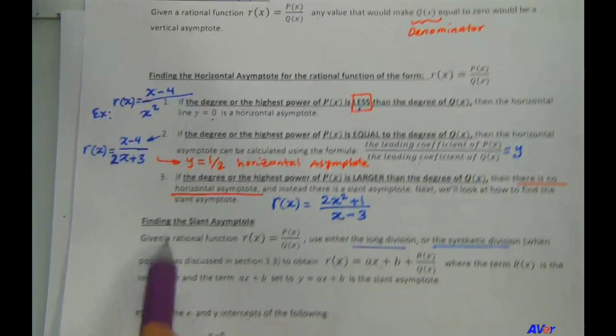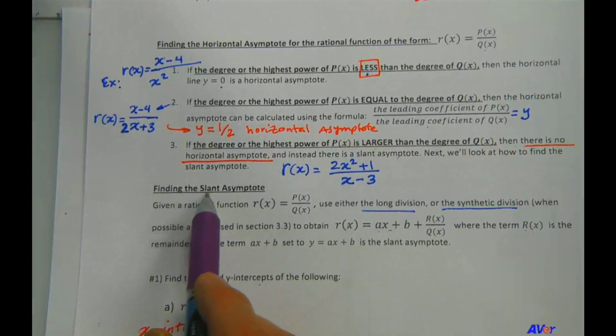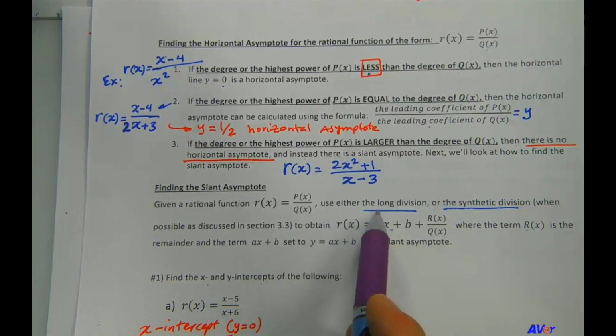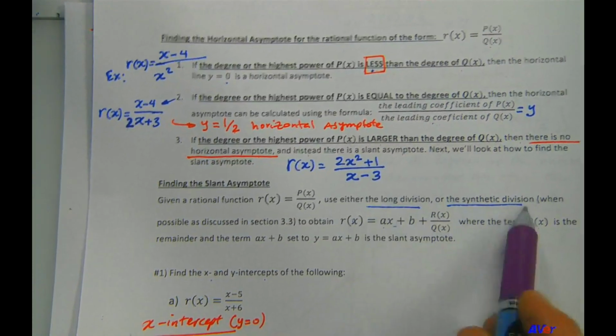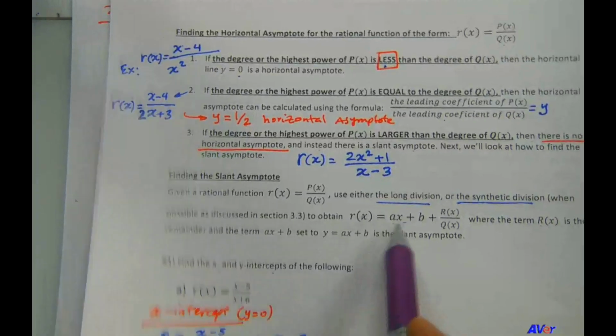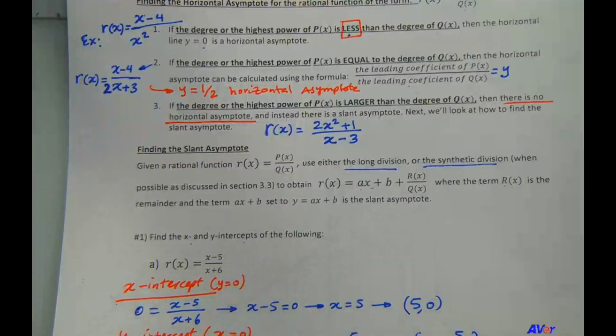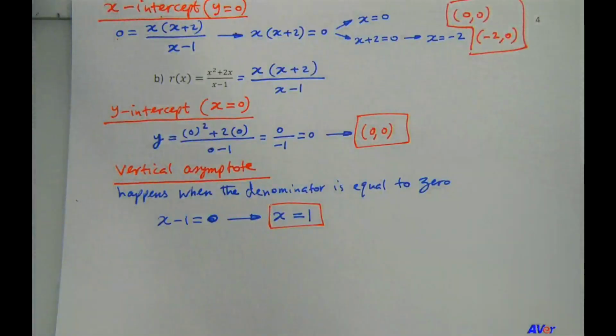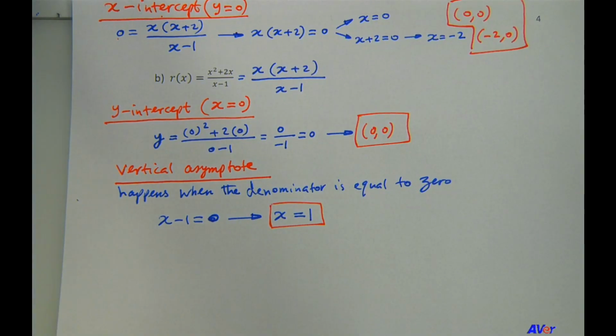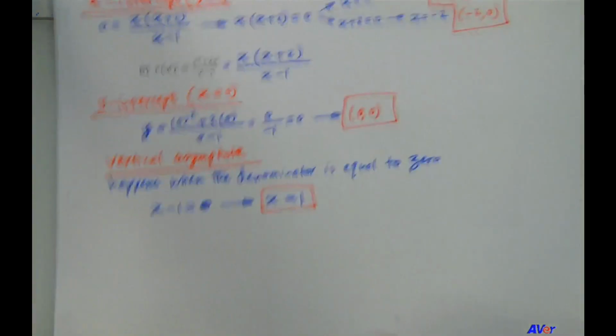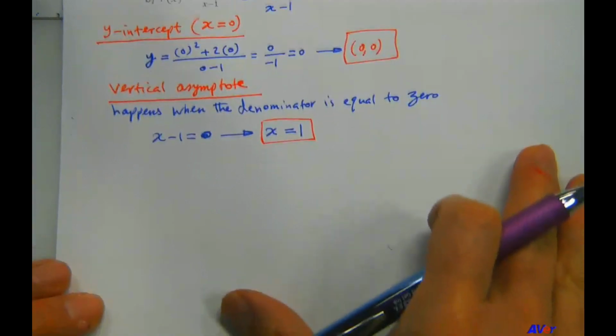So how do we find the slant asymptote? Given this, use either long division or synthetic division to find the slant asymptote. Let's do that.